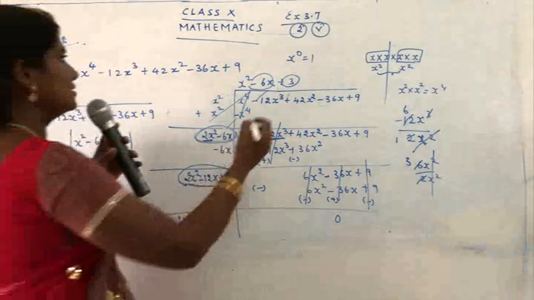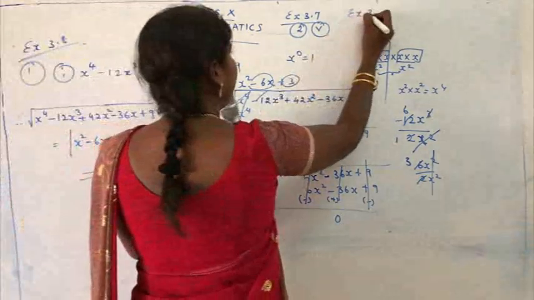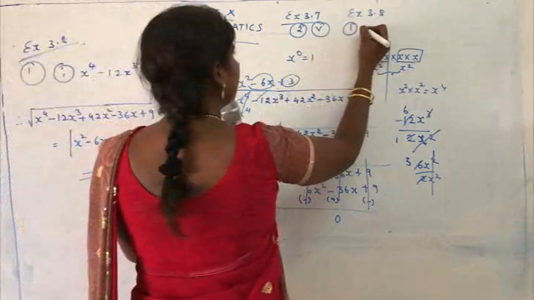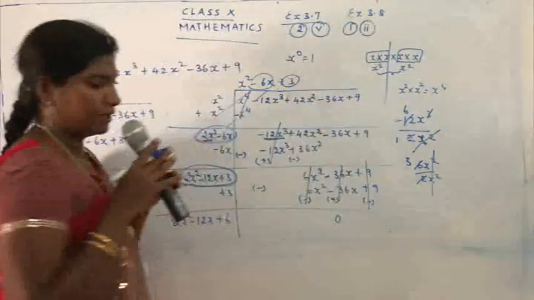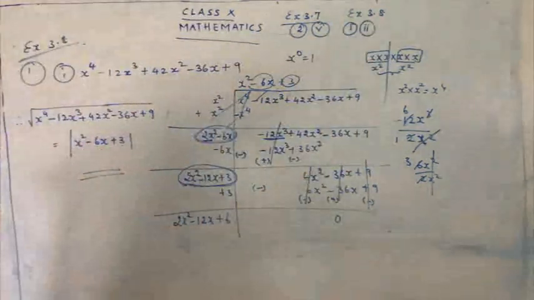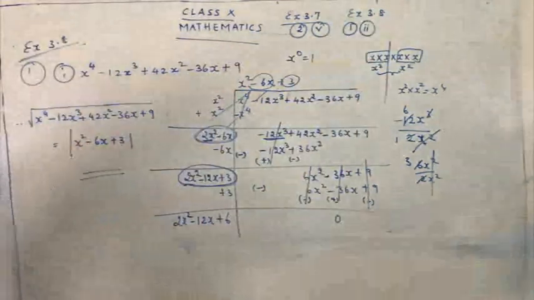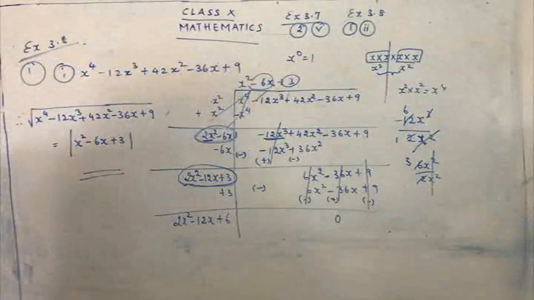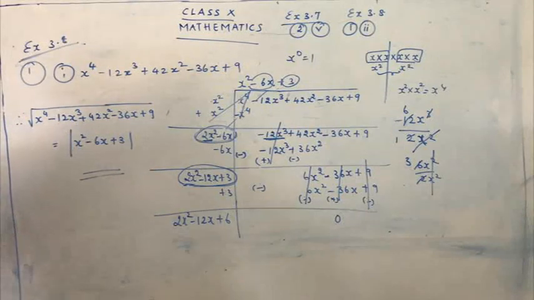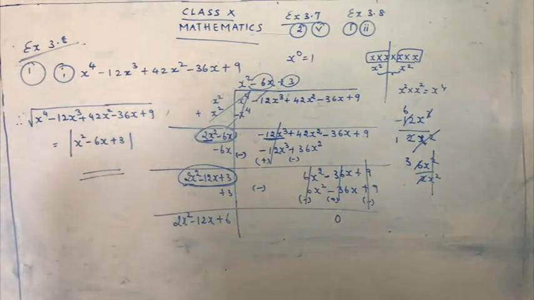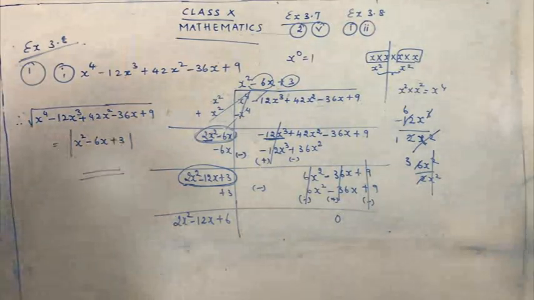So your homework is exercise 3.8, sum number 1, subpart 2. Only the second subpart, okay. Third sum, I'll be continuing in the next class. So complete your homework sums. Only 2 sums I have given you. One is from factorization method and one is from division method. So solve the sum again and again. Just do it twice, do it thrice so that you are clear with the concept. So try your sum. We will meet in the next class.